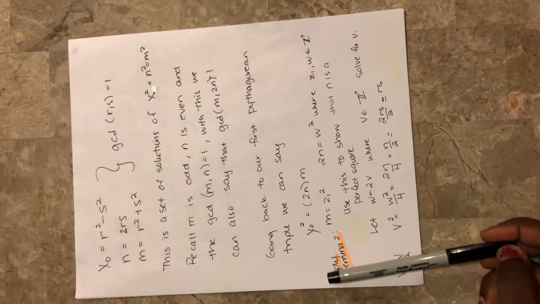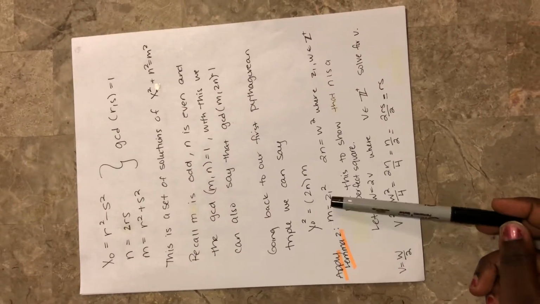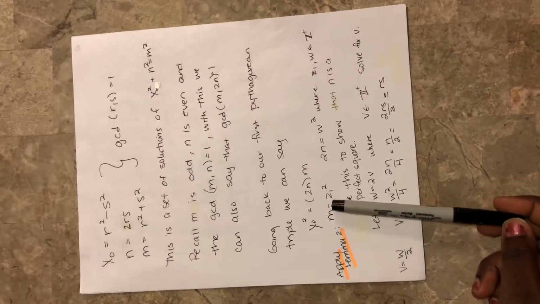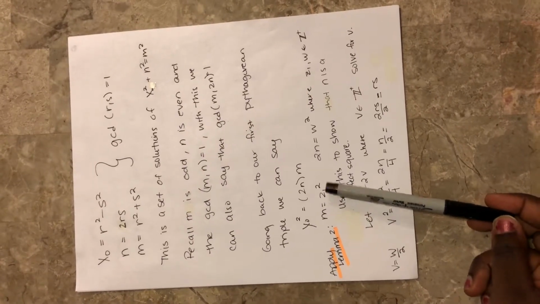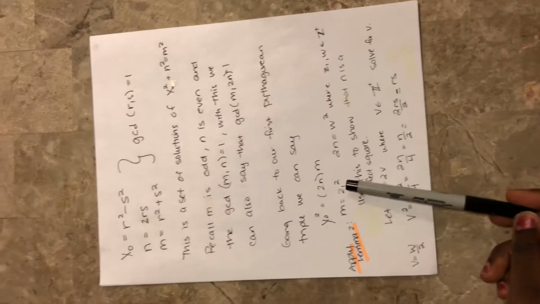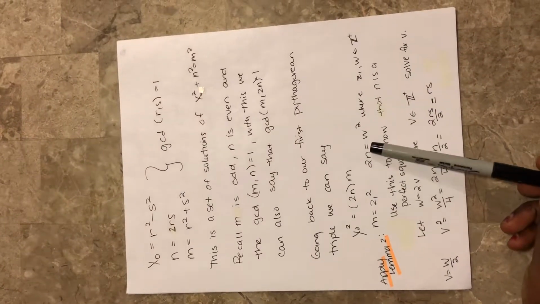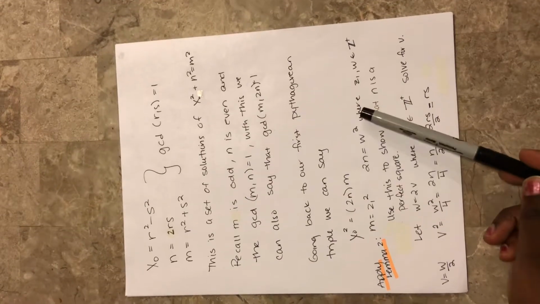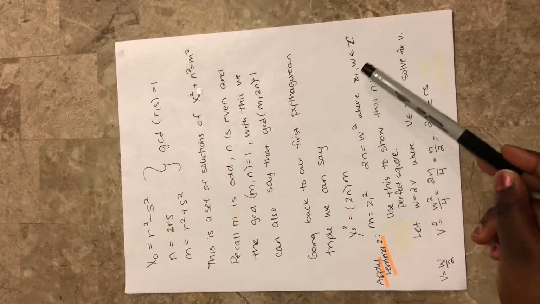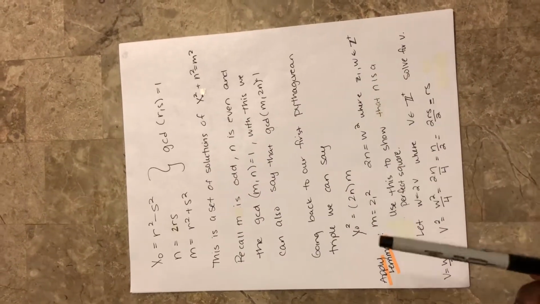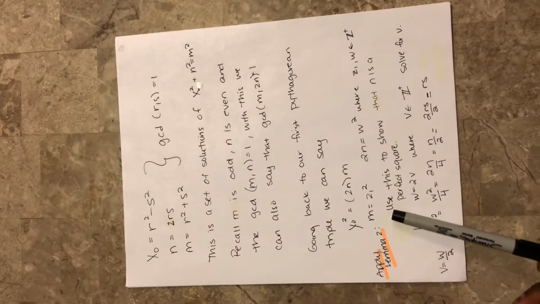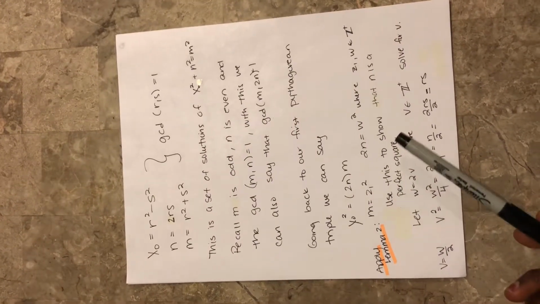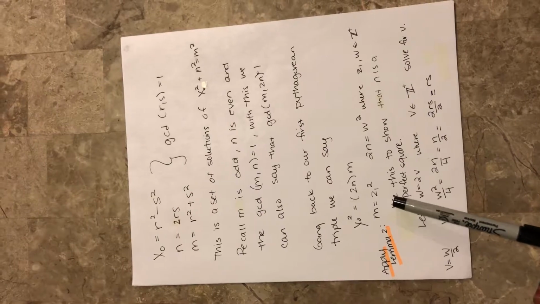Okay, if we apply lemma 2, we know that m is equal to z sub 1 squared and 2n equals w squared, where z sub 1 and w are positive integers. We're going to use this information to show that n is a perfect square, okay?